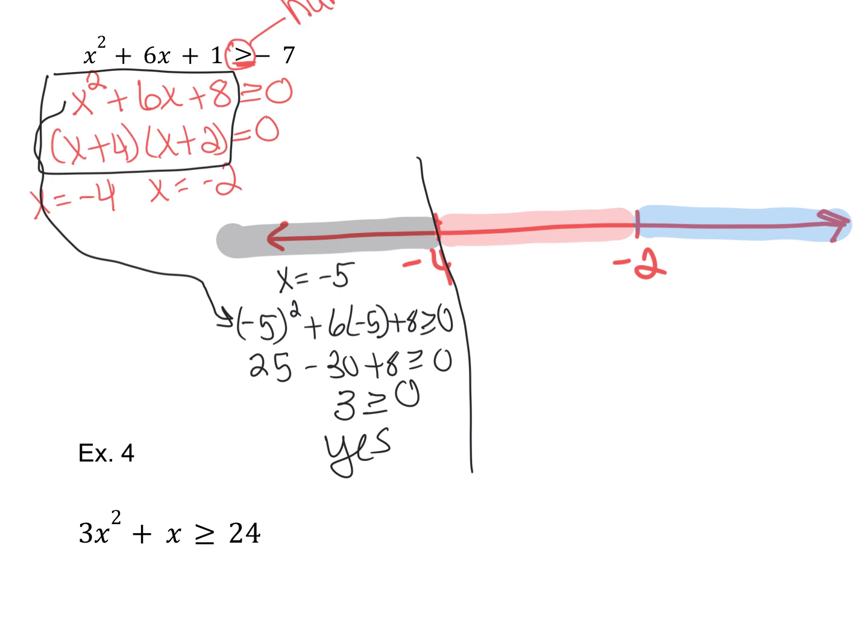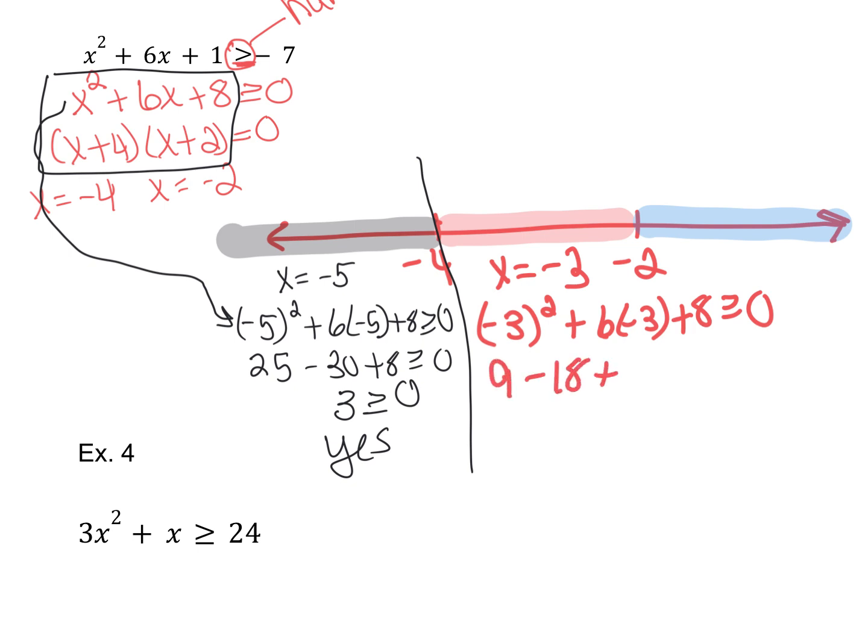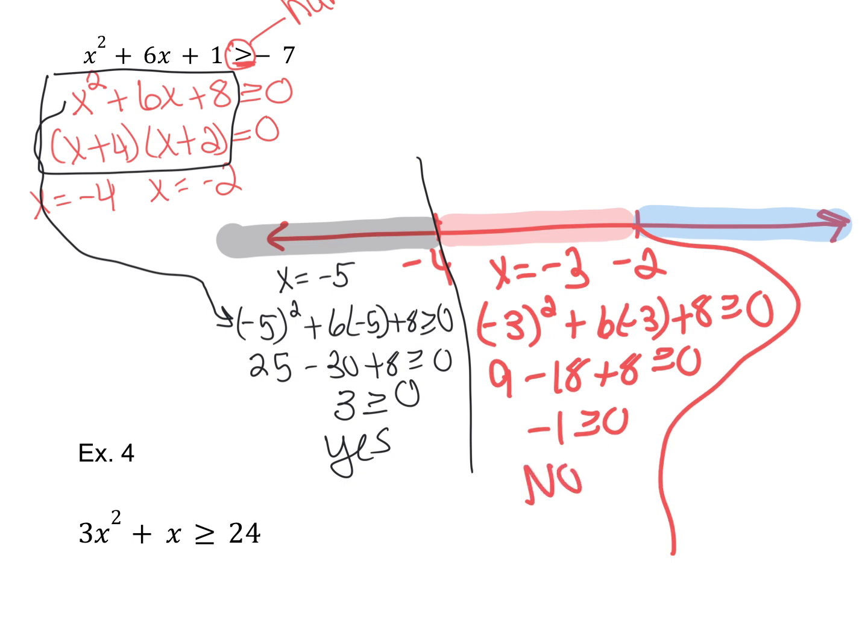Okay, and then I'm going to go into my next section here. Between -4 and -2, really the easiest number to pick is going to be x equals -3. So I'm going to go back to my equation. I'm going to say -3 squared plus 6 times -3 plus 8 is greater than or equal to 0. So I'm going to have 9 minus 18 plus 8 greater than or equal to 0. 9 minus 10 is -1, greater than or equal to 0. Oops, that is not true. -1 is not greater than or equal to 0.